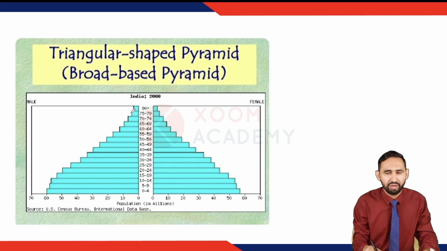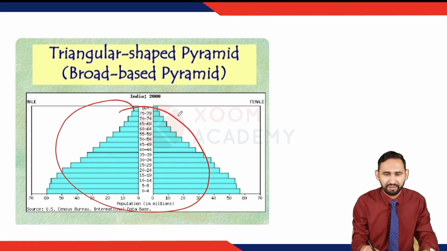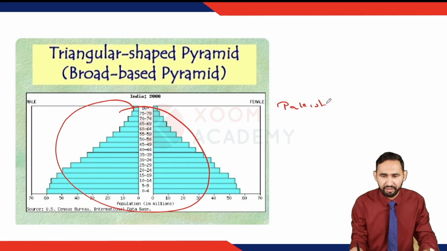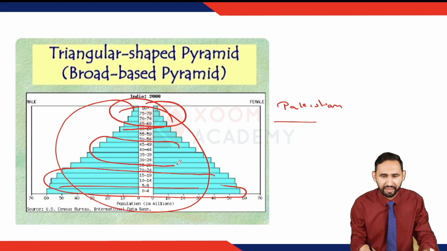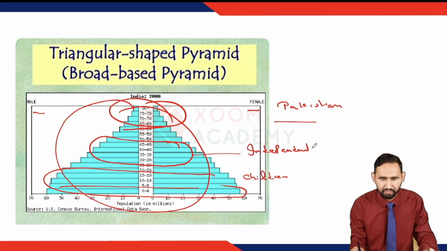What is a triangular or broad shaped pyramid? This is the pyramid of Pakistan. It is triangular, or its base is broader. A broader base indicates that there are more births. A narrow tip shows that the number of deaths is low. It is showing that children are greater and the number of old people is less, and this is the working age. So we write female on the right side, male on the left side. Children are independents, then working age, and these are old dependents. That's how we label this pyramid.